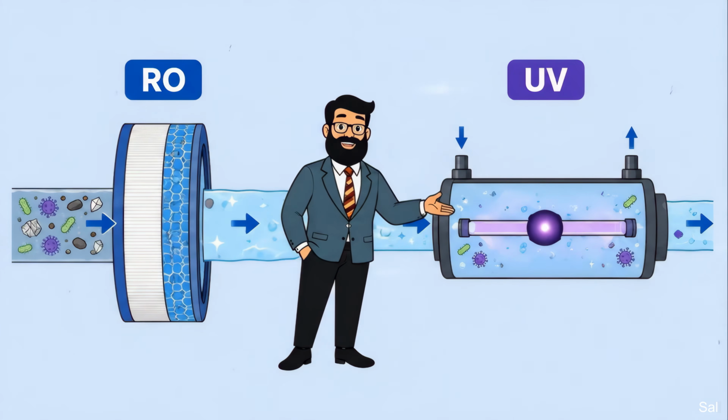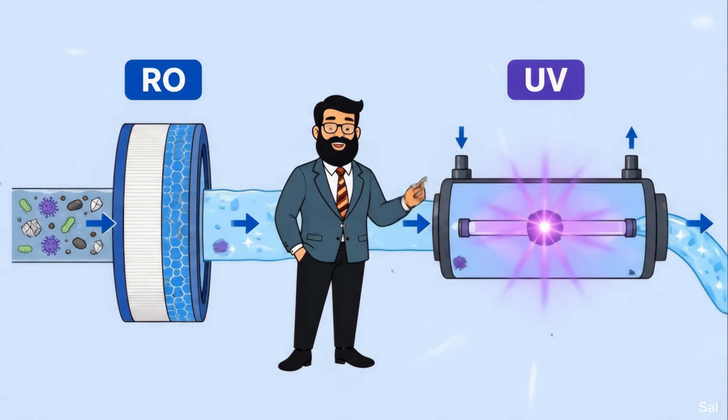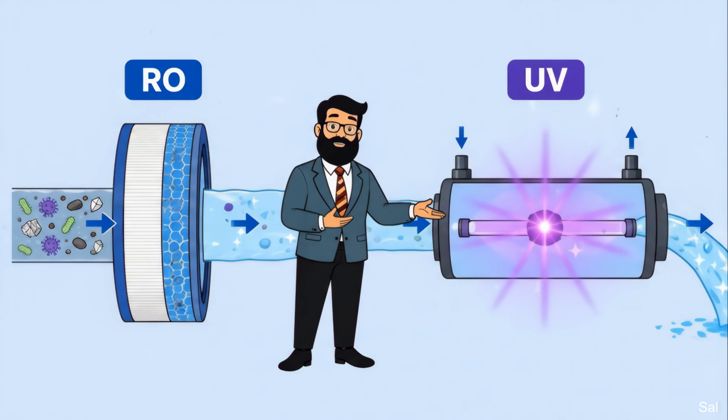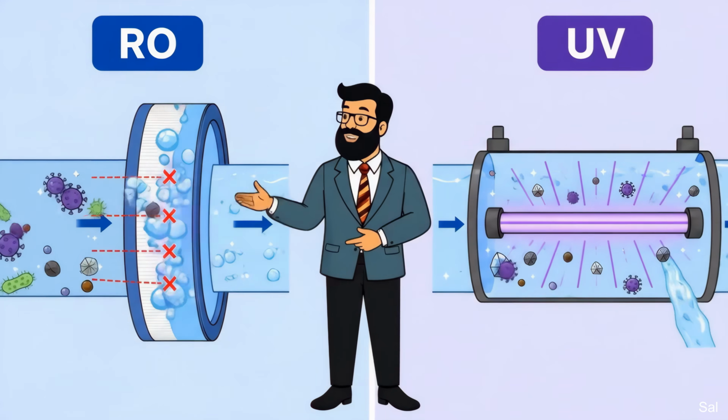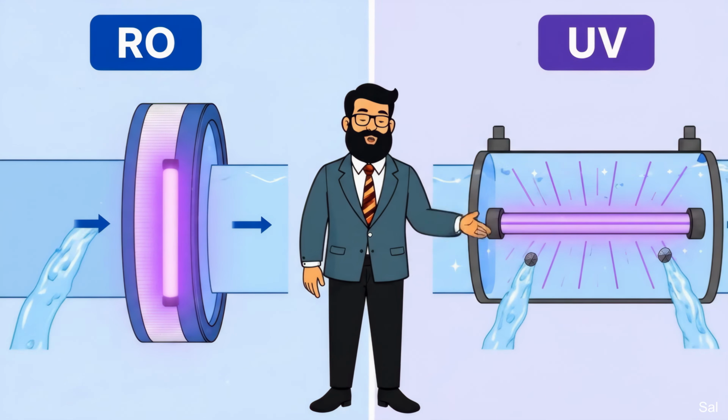Next up is ultraviolet, or UV purification. This technology works on an entirely different scientific principle. While RO uses physical filtration to trap contaminants, UV uses radiation to neutralize them.